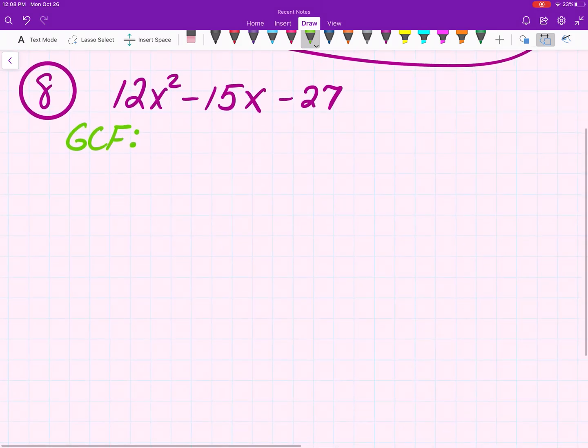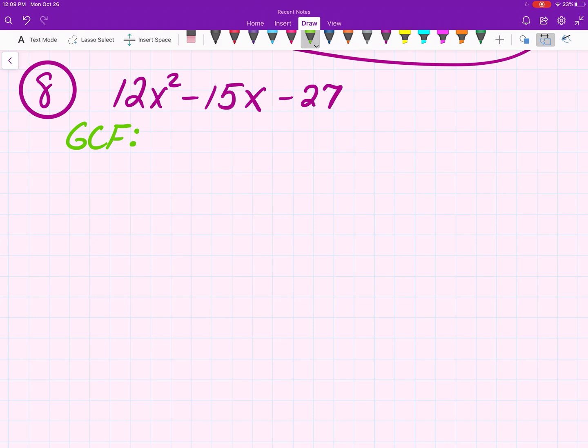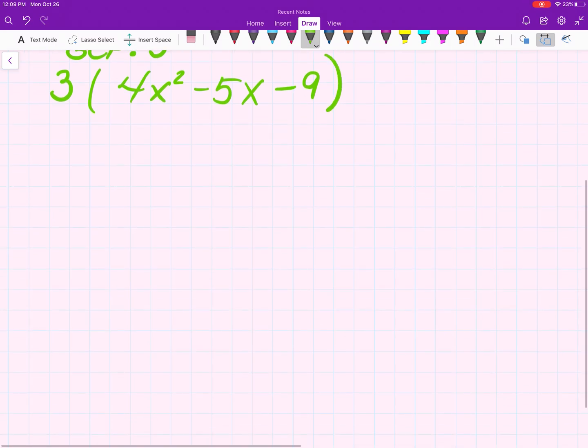So what goes into 12x, 15x, and 27? In this case, we can take out a 3. So I'm going to make a new trinomial of 4x squared minus 5x minus 9. I divided everything by 3. Okay, we don't need to worry about that anymore. We're going to do our magic x over here.